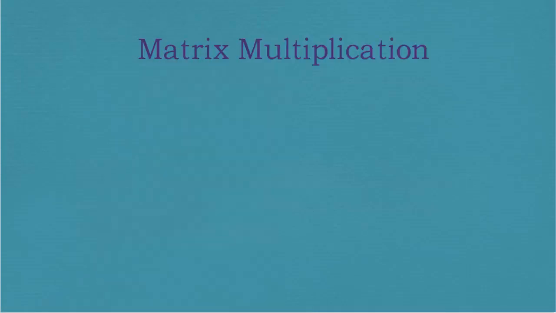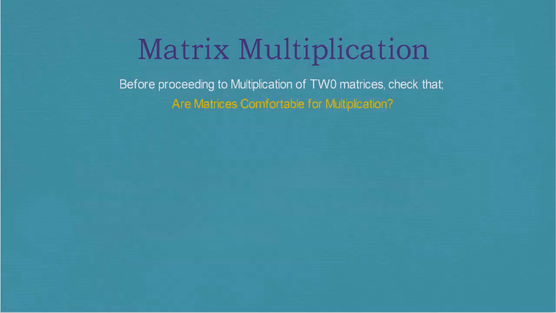Welcome. This video is about matrix multiplication, how one matrix can be multiplied by another matrix. So that's what I'm going to talk about next. Before proceeding to the multiplication of matrices, you have to check: are the matrices compatible for multiplication? Or in other words, can the two matrices be multiplied at all? This check is important because it determines whether it is possible or not.